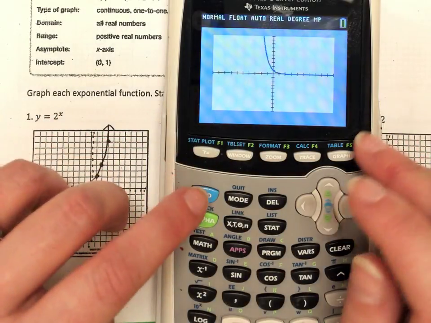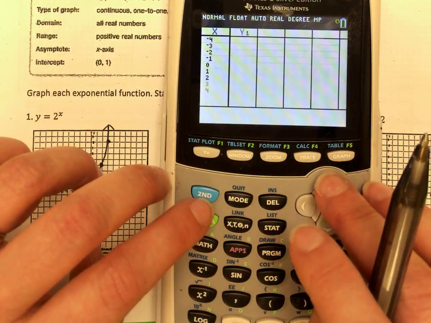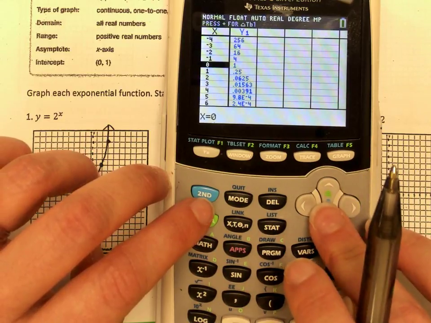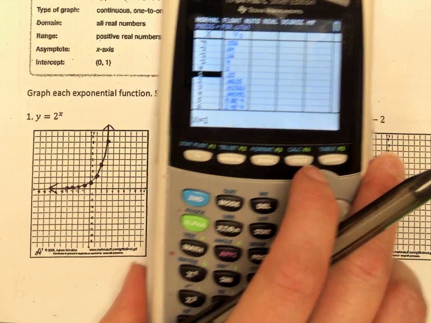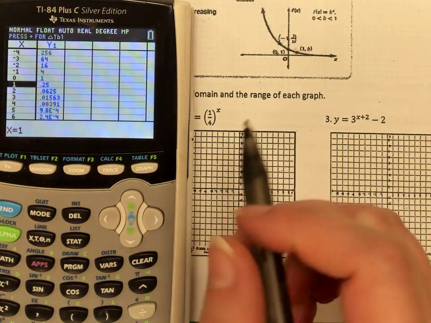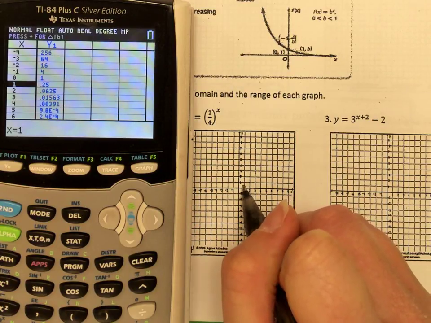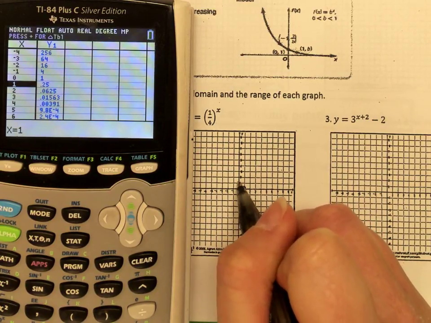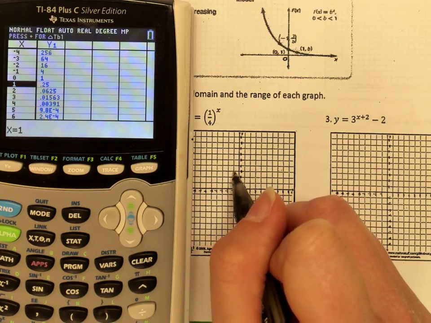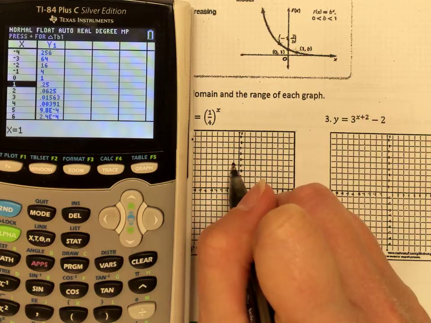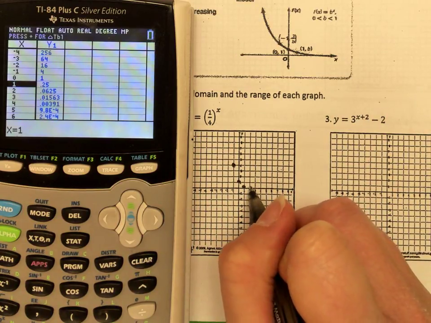All right, so here we go. Where do we go first? Table. So second table. All right, let's see. Where can we start at? Well, we can start way before that. We can do 1 and 0.25. We can do 0 and 1. Then we can do -1, 4. That's the only one we can fit on there, right? -2 is 16, way up there.